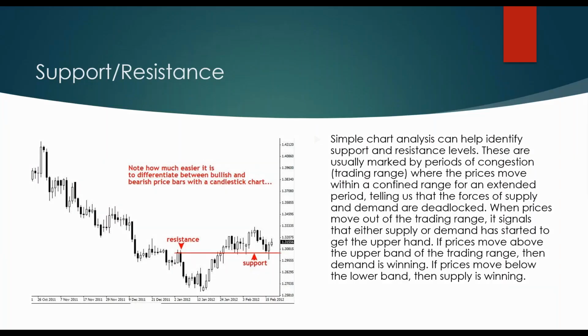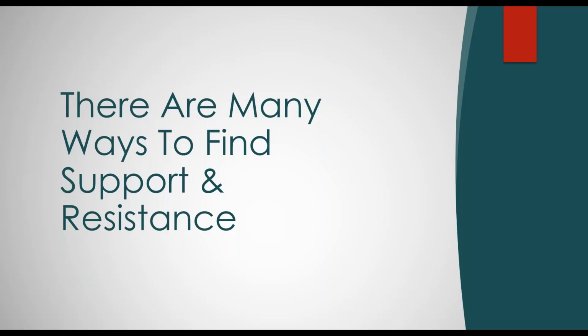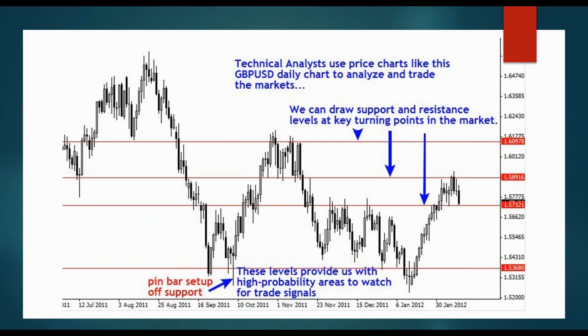Now, support and resistance, I had shown you drawing these lines on there, but simple chart analysis can help identify support and resistance levels. These are usually marked by periods of congestion, where the price moves within a confined range for an extended period. Now, there are many ways to find the support and resistance. My use is called eyeballing. There's also something called pivot points, which are numeric calculations. We also have Fibonacci levels, which are a Fibonacci retracement tool, which will do this by giving us percentages of the prior move.